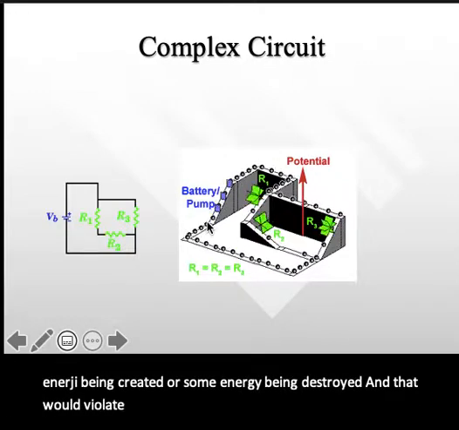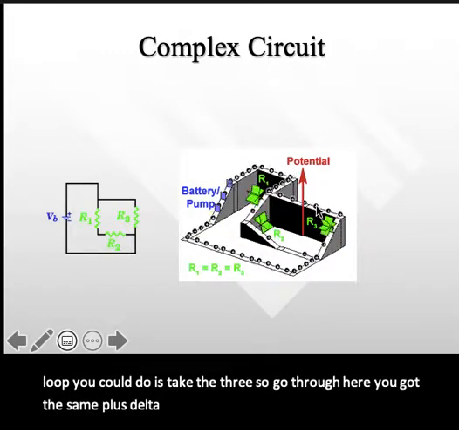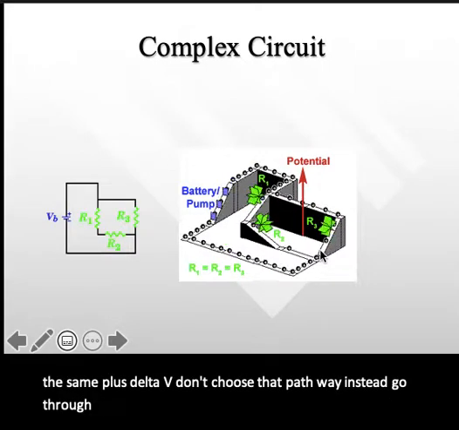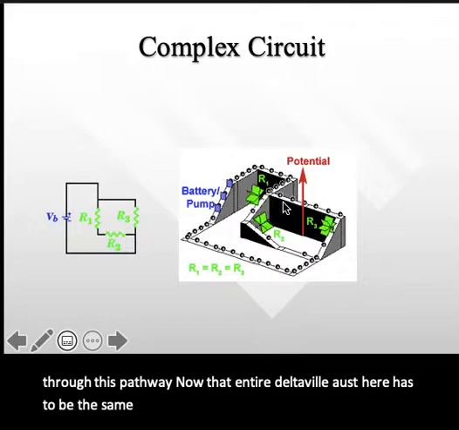and that would violate conservation of energy. Another loop you could do is take the path through R3. So go through here, you get the same plus delta V. Don't choose that pathway, instead go through this pathway. Now that entire delta V lost here has to be the same as the delta V going up there, to give us a 0 for the whole loop.